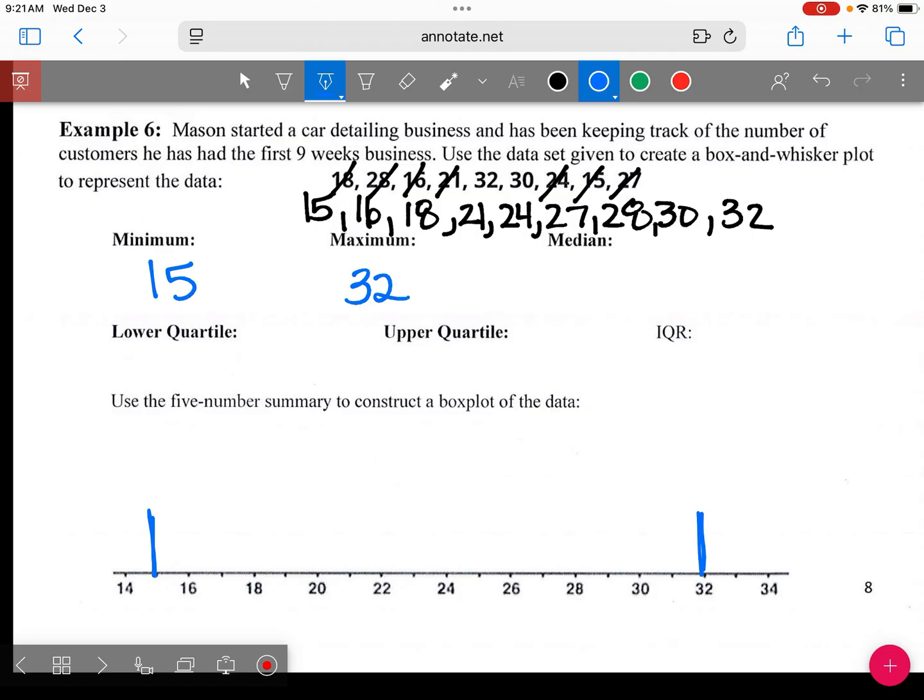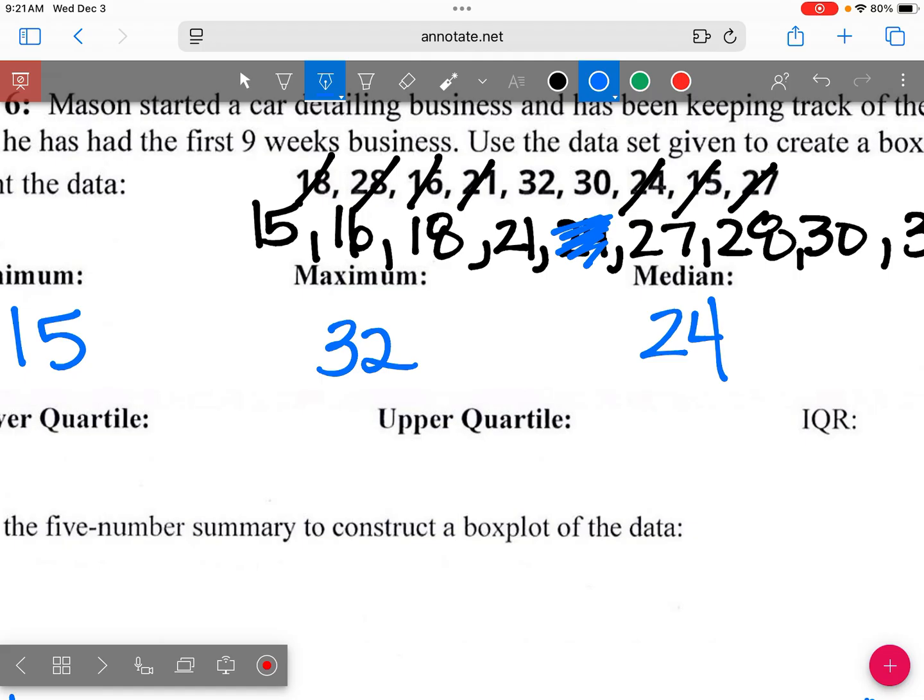Kyron says 24 is in the middle. Raise your hand if you think it's 24 in the middle. All right, so 24 is the middle. I'm going to draw me a line. So I'm going to take that 24 out, though. Okay, so now this is my lower half.